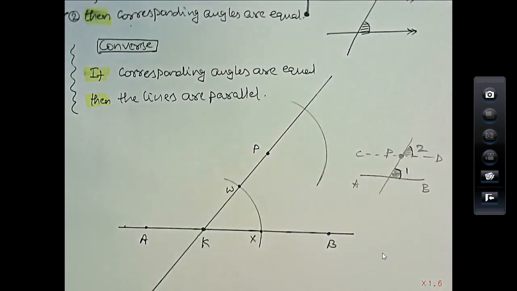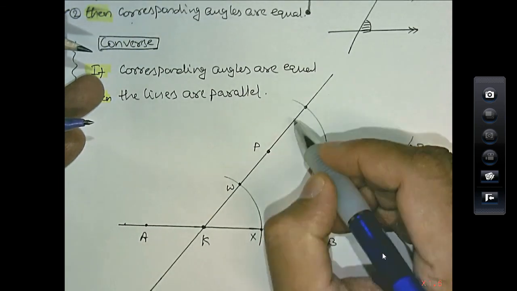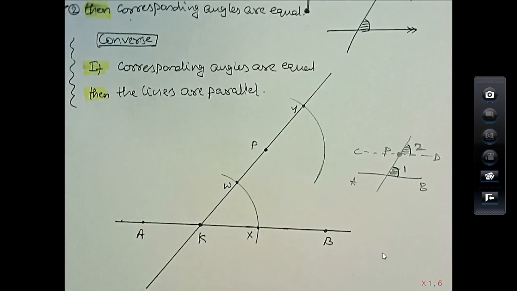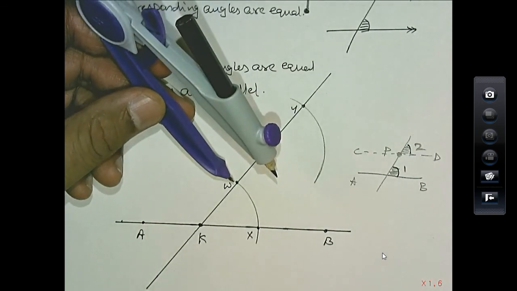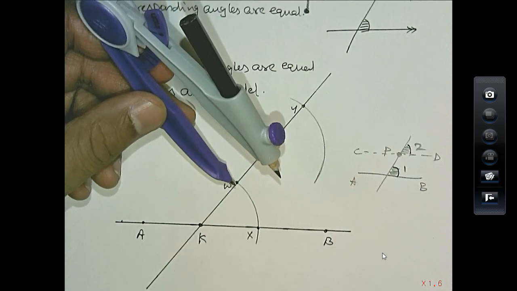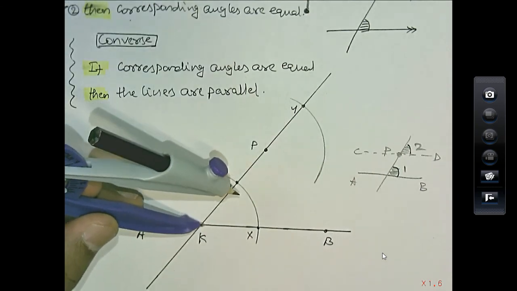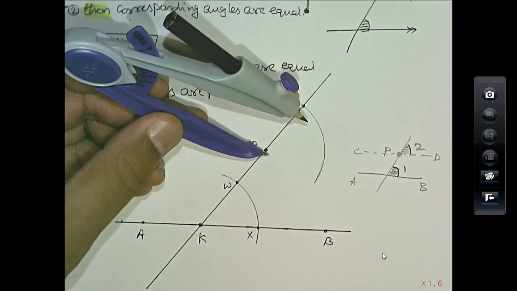So step 1 is over. You can name this as maybe Y. Okay? And next, place the compass tip at W. Listen carefully. Initially, I kept at K, an arc is drawn. Then it's moved to P and another arc is drawn.